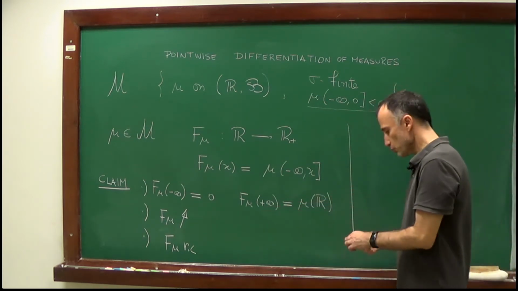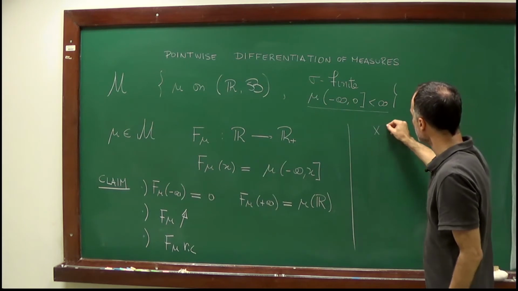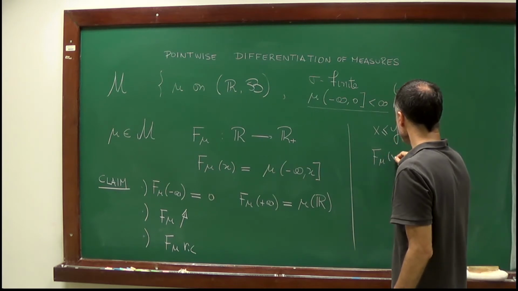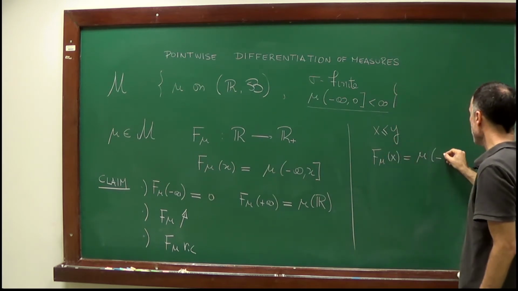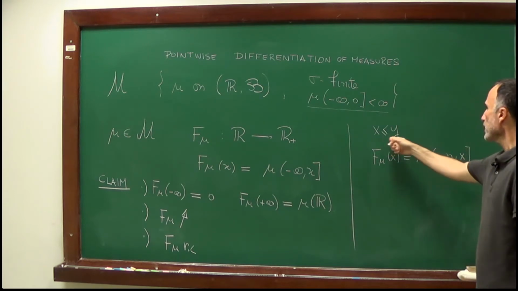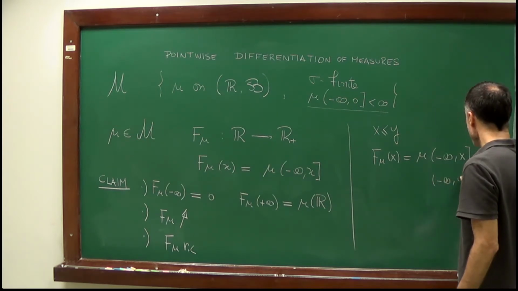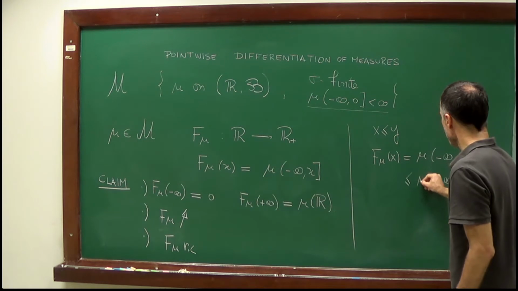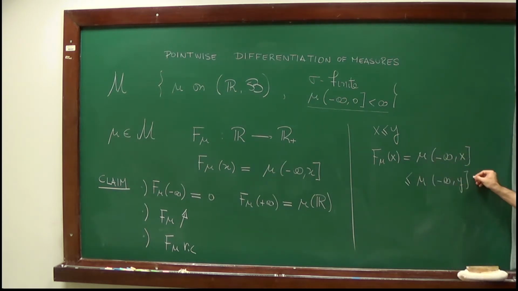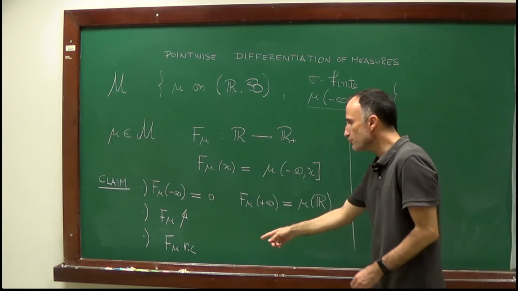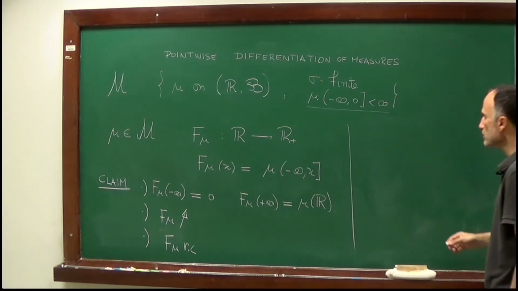Let's prove the second one. Well, the second one is also very simple. Take x less or equal than y. So f_mu of x is mu of minus infinity to x. Since x is less than y, this set is contained in the set minus infinity to y, and therefore the measure of this set is less than the measure of that set, and this is f_mu of y. Okay, so f is monotone increasing. That's also very easy. And finally, let's prove the third property, that f_mu is right continuous.